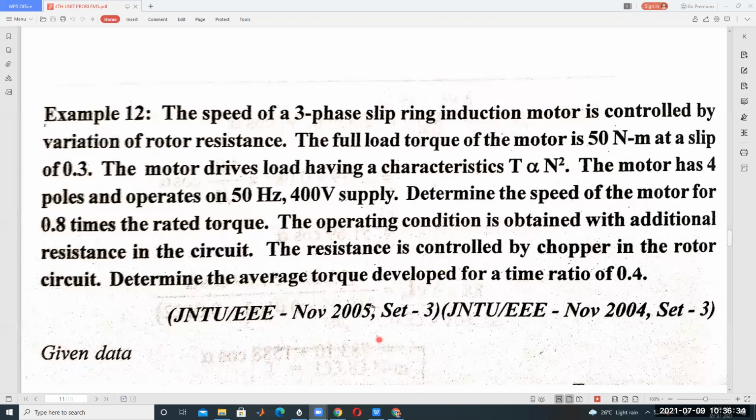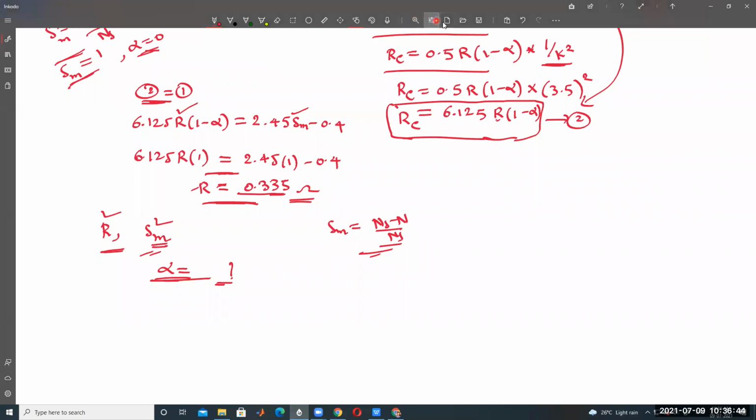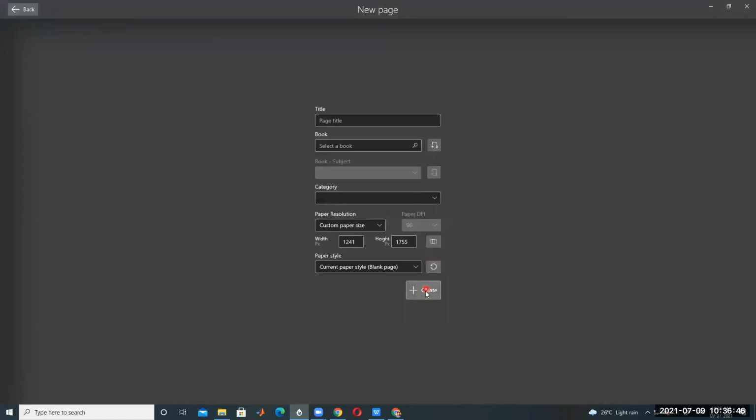Tell me, is the given data completed? All of you take this question. Tell me the given data.